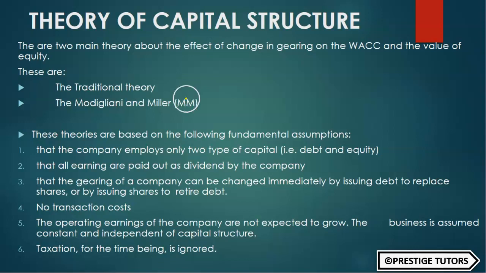Now, these theories are based on the following fundamental assumptions. Very key. These assumptions are very key. The first assumption is that the company employs only two types of capital, that is debt and equity. All the earnings are paid out as dividend. One of the assumptions is that there's no retained earnings. All earnings, that is all profit made, are paid out as dividend.